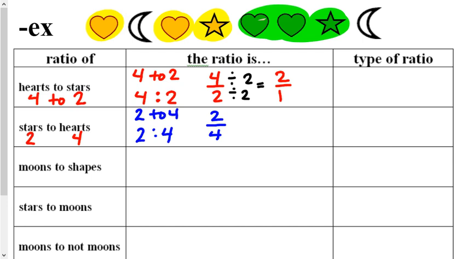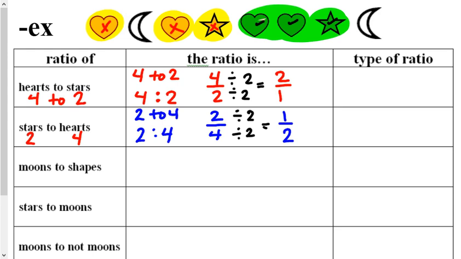And I can still simplify that because both numbers can be divided by 2. And when I do that, I'm going to get a ratio of 1 to 2. And what that means is for every 1 star, there are 2 hearts. Well, if you look back up here at my picture at what I highlighted, that's absolutely true. For this 1 star, there's 2 hearts. For this 1 star, there's 2 hearts. So for every 1 star, there's 2 hearts.